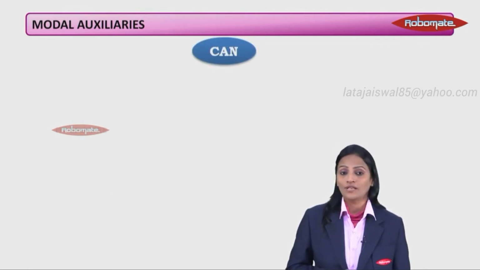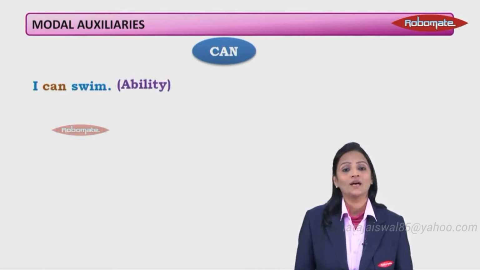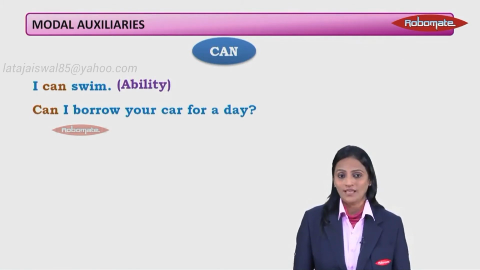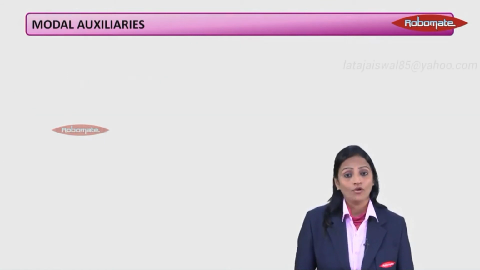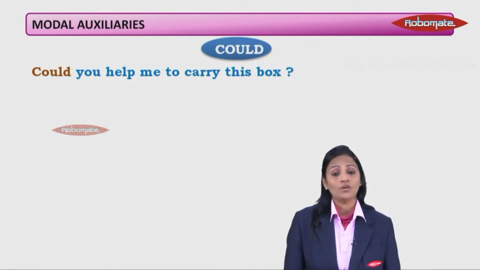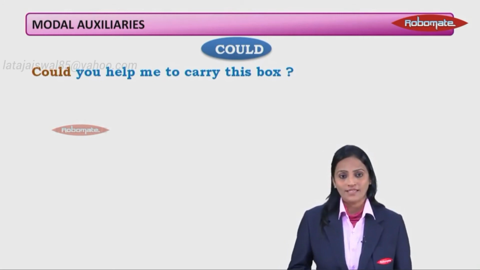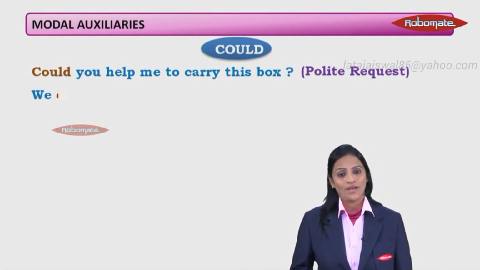Let's take the modal auxiliary can. Now look at this sentence. I can swim. Simple. It is ability. We've done that before. But if I say, can I borrow your car for a day? It doesn't talk about the ability. Here it is clearly permission. Now we move on to the next one. Could. Could you help me to carry this box? Does it say past ability? Remember students, we saw I could cook food was past ability there. But here if I say, could you help me to carry this box? It is a polite request.